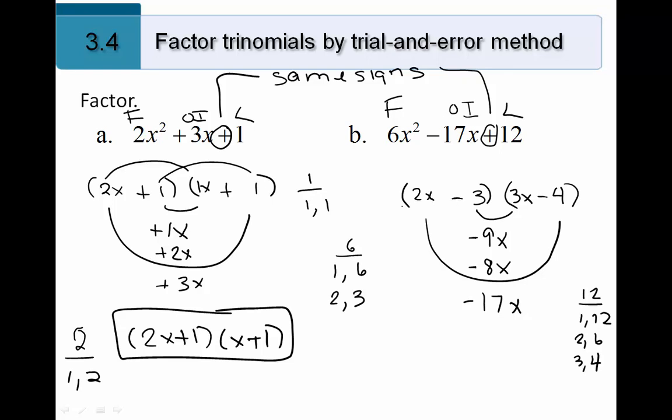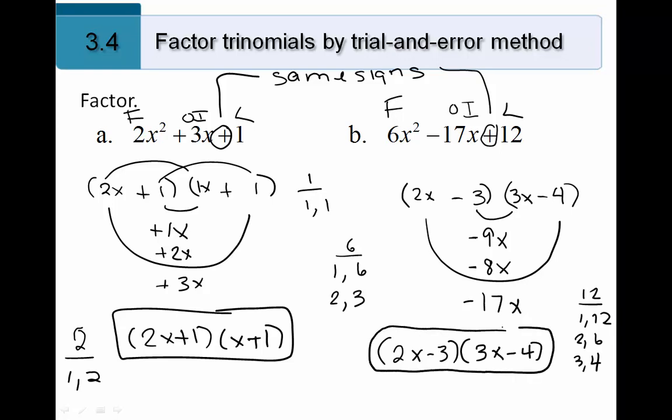Just double checking my first and my last. 2x times 3x was 6x squared. Negative 3 times negative 4 was positive 12. So I get 2x minus 3 multiplied by 3x minus 4.